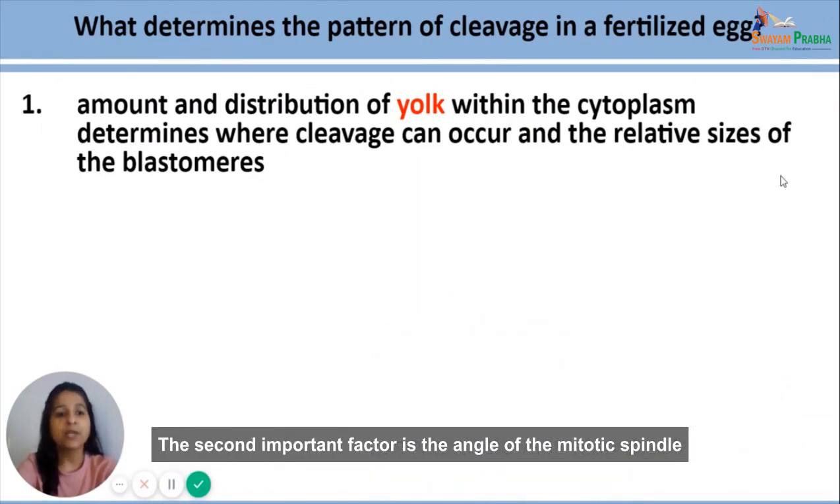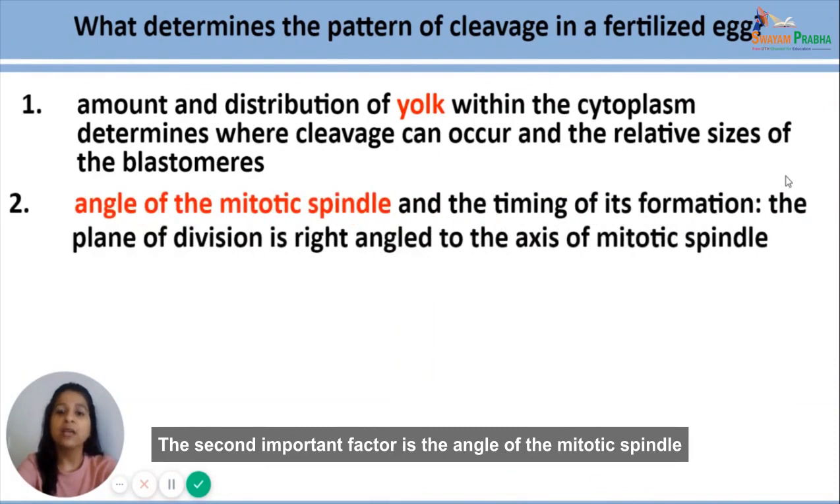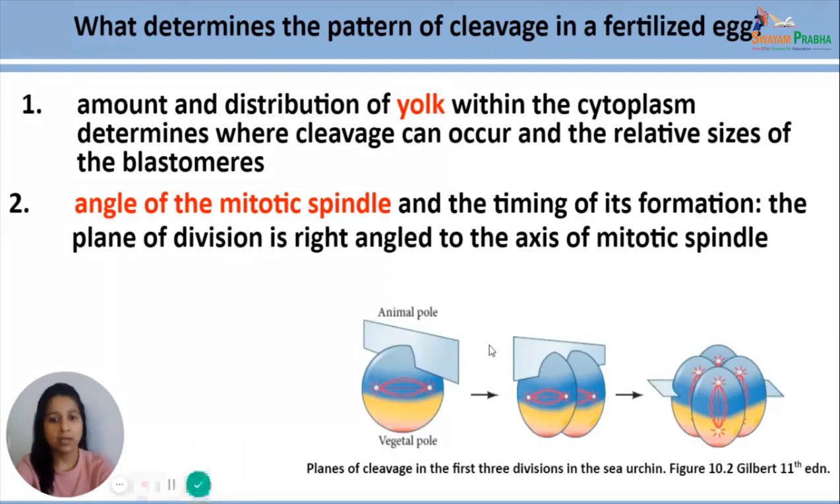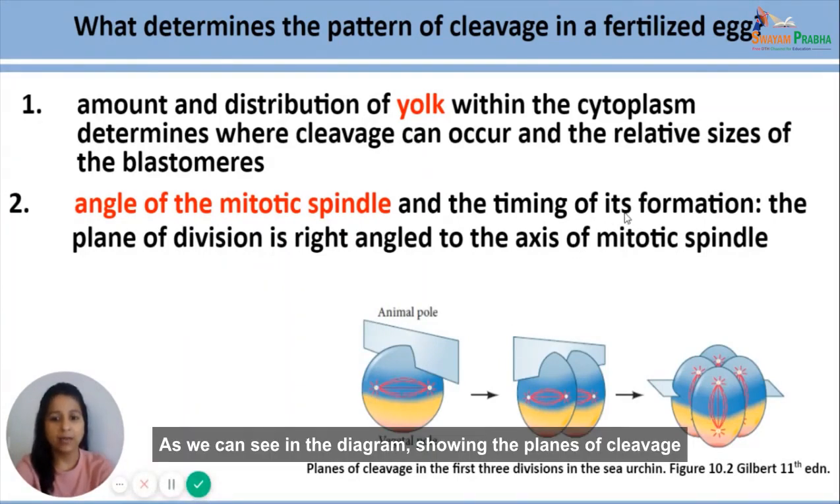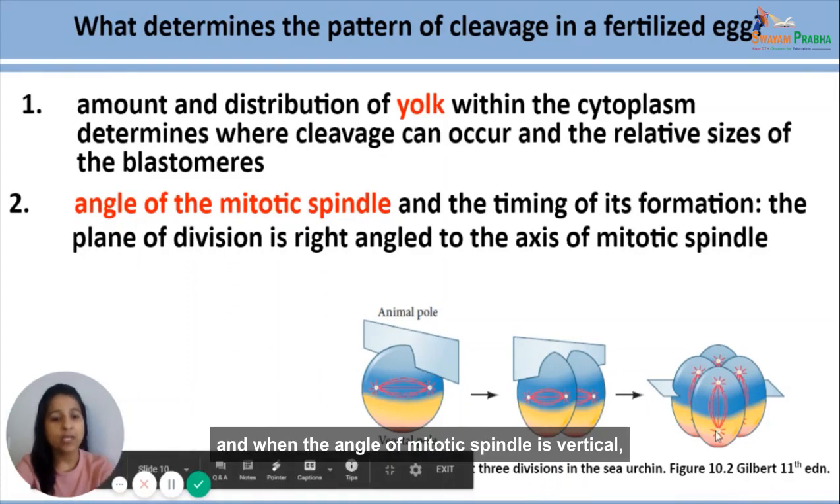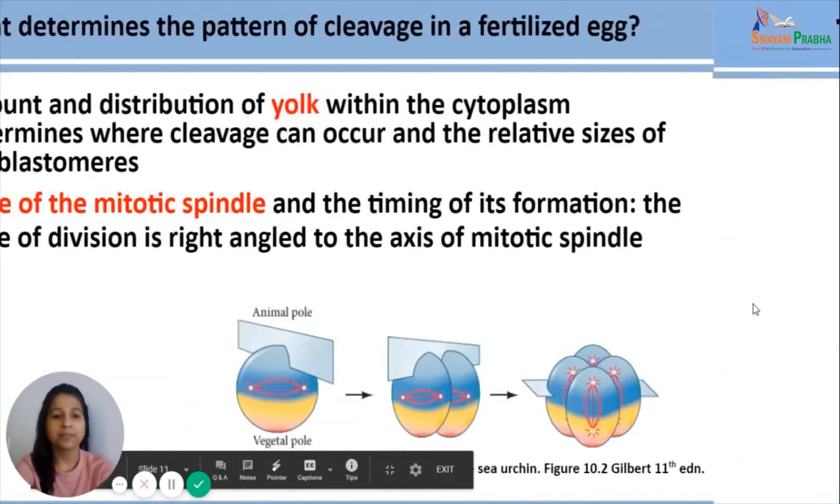The second important factor is the angle of the mitotic spindle and timing of its formation during cleavage. The plane of division is generally formed at right angle to the axis of mitotic spindle. As we can see in the diagram showing the planes of cleavage in the first three divisions in the sea urchin, when the mitotic spindle is horizontal, the cleavage plane is vertical. And when the angle of mitotic spindle is vertical, the cleavage plane is horizontal here.